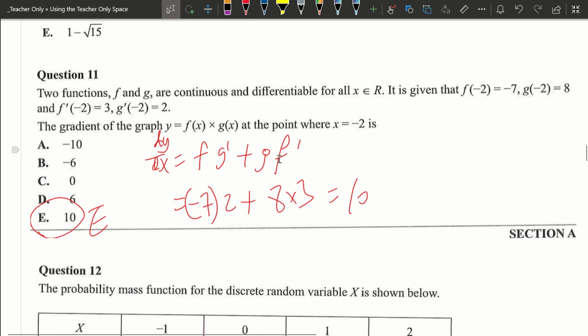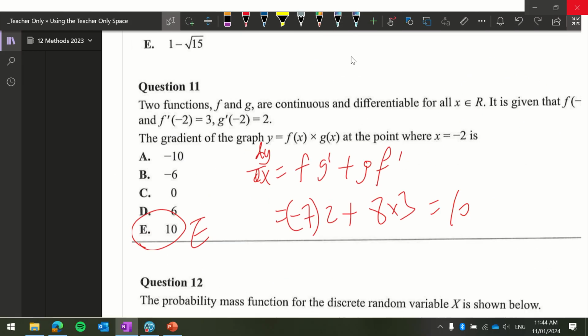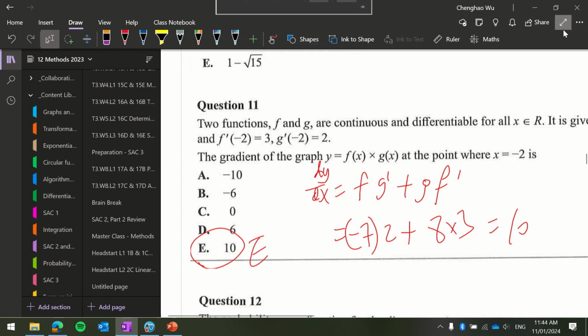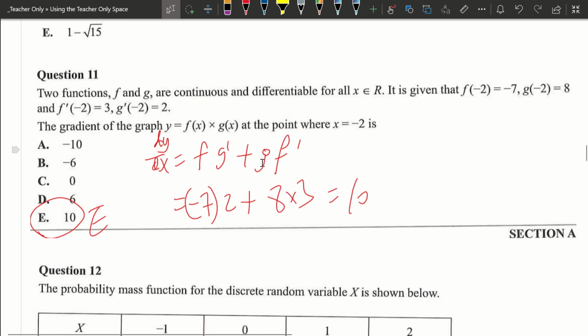Question 11. Two functions f and g, they are continuous and differentiable, and there are some conditions given to you: x value, y value, x value, y value, and the derivative of them. The gradient of the graph of f times g at the point where x is -2 is, well, this is a product rule question. The gradient of a function that is two functions multiplying together.